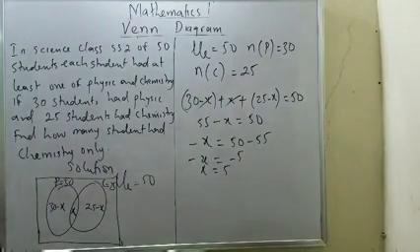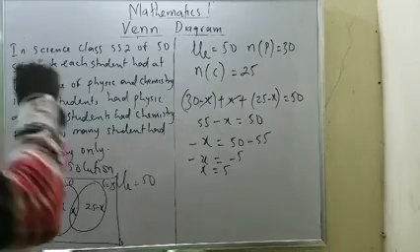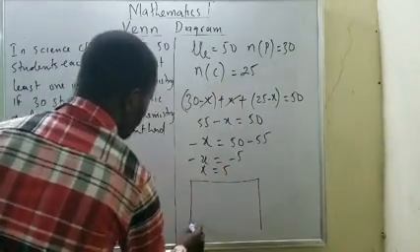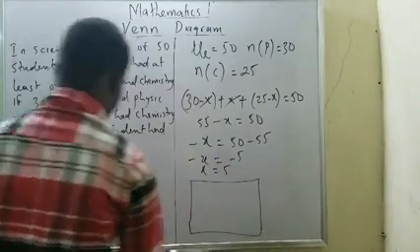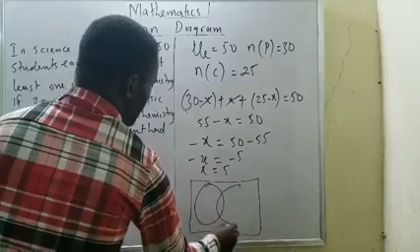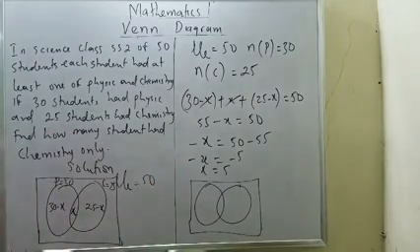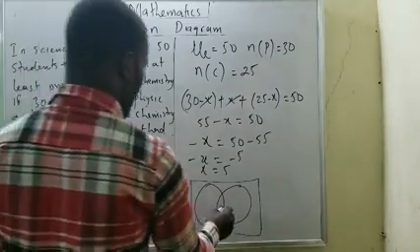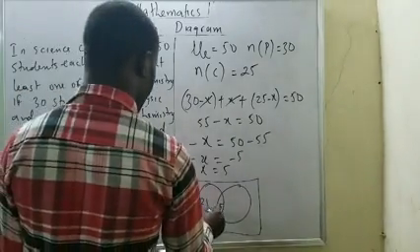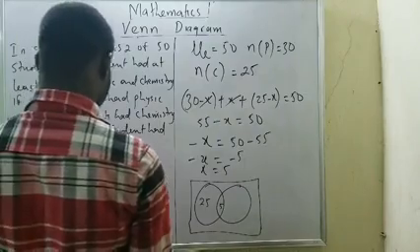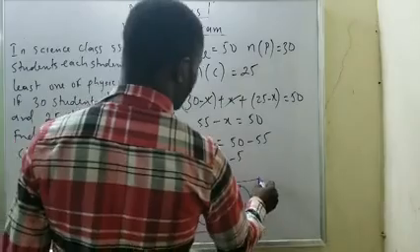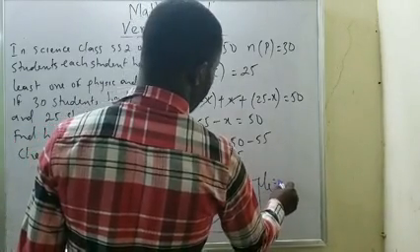Now that I have it, I will redraw my Venn diagram. Here X is 5. Here is 30 minus 5, which is 25. Here will be 20. The universal set is 50.